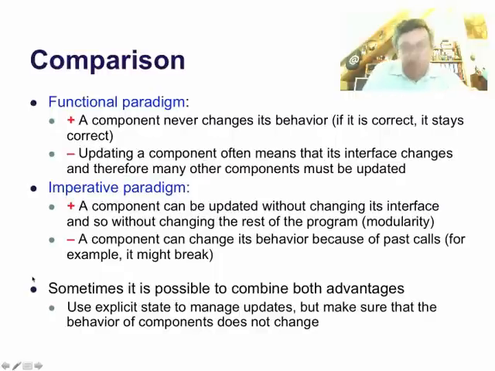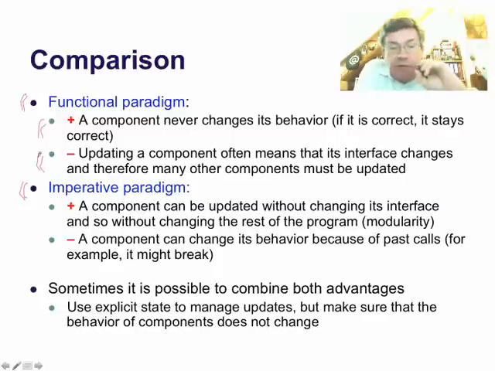Let's make now a comparison between the functional paradigm and the imperative paradigm, a plus and a minus. In the functional paradigm, a component or function, let's say, never changes its behavior. So if it's correct, it stays correct. That's a plus. But the minus is we can't change it. We can't update it. So the plus is also a minus. If you want to update it, often you'll have to change the interface, and many other components must be updated.